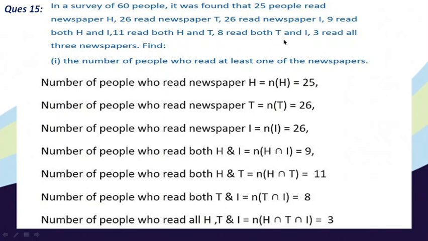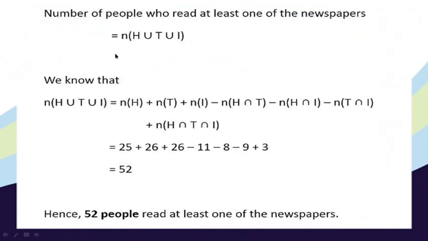8 read both T and I, so the number of elements in T intersection I is 8. 3 read all 3 newspapers, meaning the intersection of all 3 has 3 elements. Find the number of people who read at least one of the newspapers. Now we have to find out first of all how many people read at least one of the newspapers.